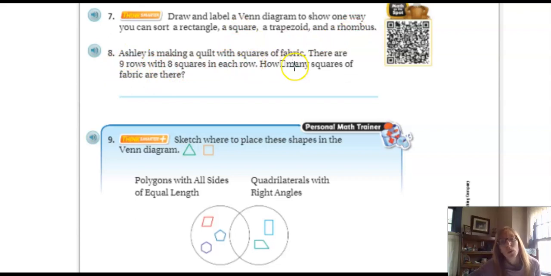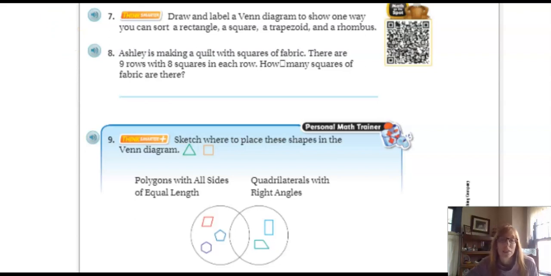Ashley is making a quilt with squares of fabric. There are 9 rows and 8 squares in each row. How many squares of fabric are there? Okay, so you know there are 9 rows. So in every single row, there are 8. So that's repeated addition. 8, 8, 8, 8, 8, 8, 8, 8, 8. So hopefully you did 9 times 8 and you got 72 squares. Remember, multiplication, you're going to be using it.